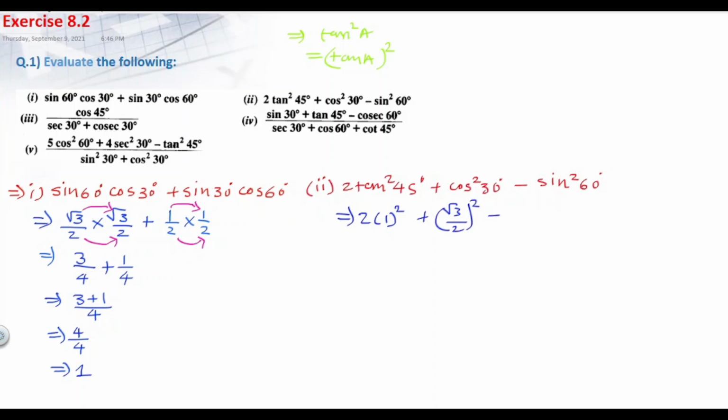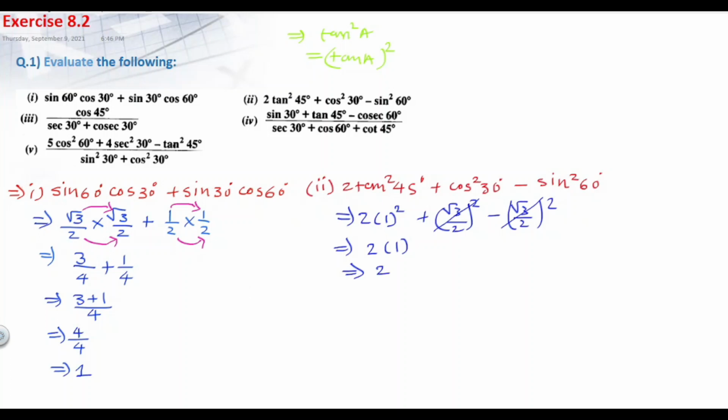Minus sin 60. We already know the value of sin 60 is also root 3 by 2. So it is also root 3 by 2 whole square. Now just look at the expression here. We have plus root 3 by 2 whole square and minus root 3 by 2 whole square. So these will cancel out, and we are left with 2 multiply 1 square, which is 1. So it is equal to 2. That's our answer.